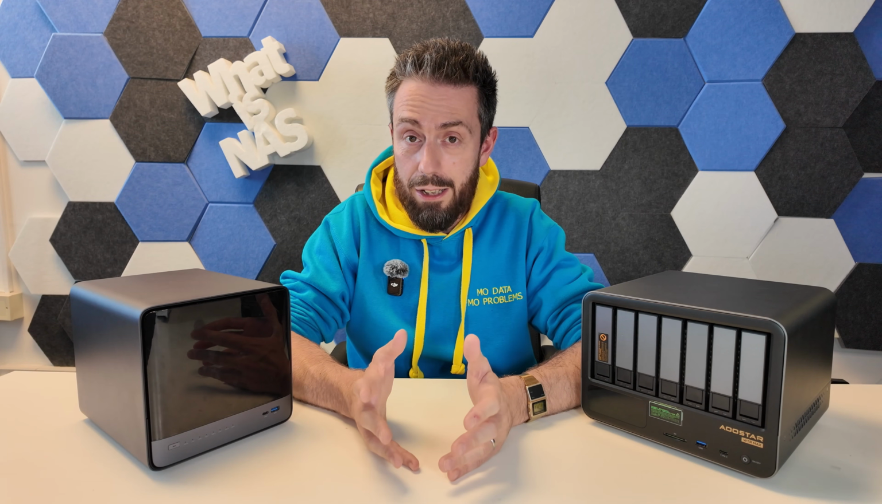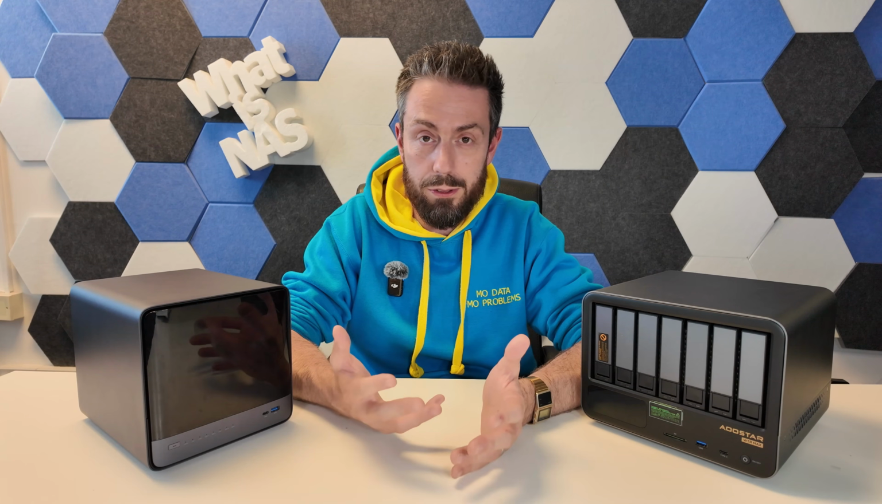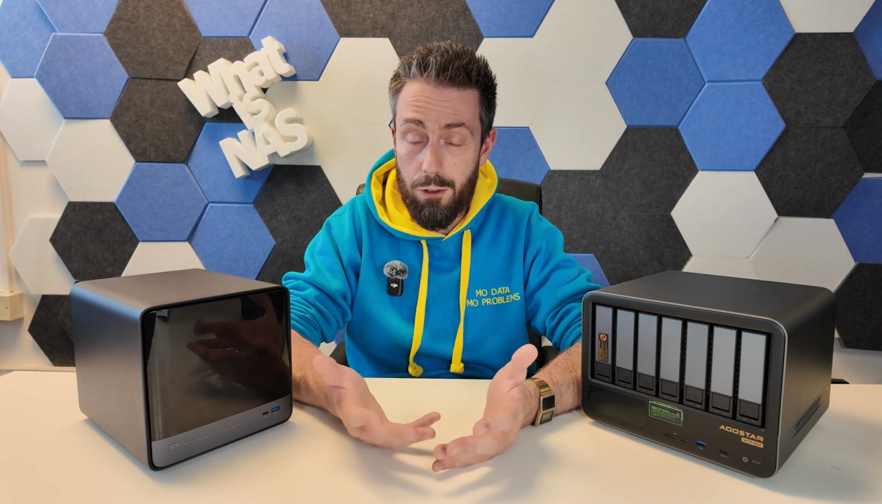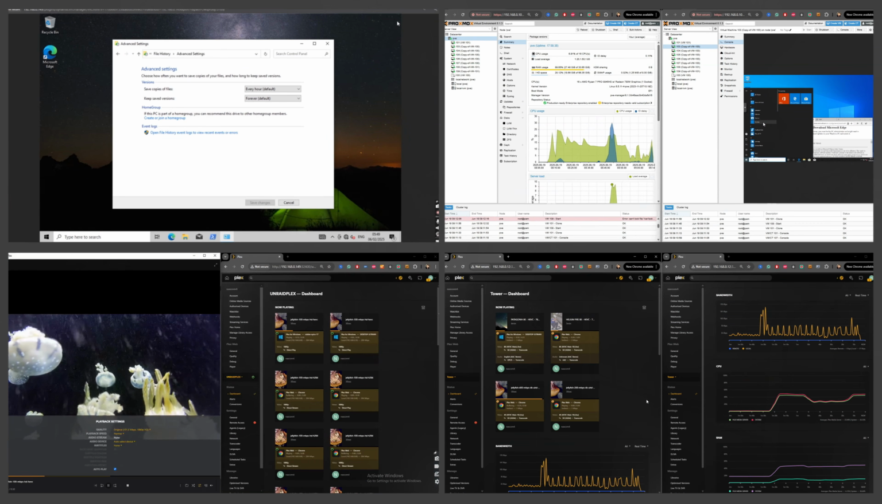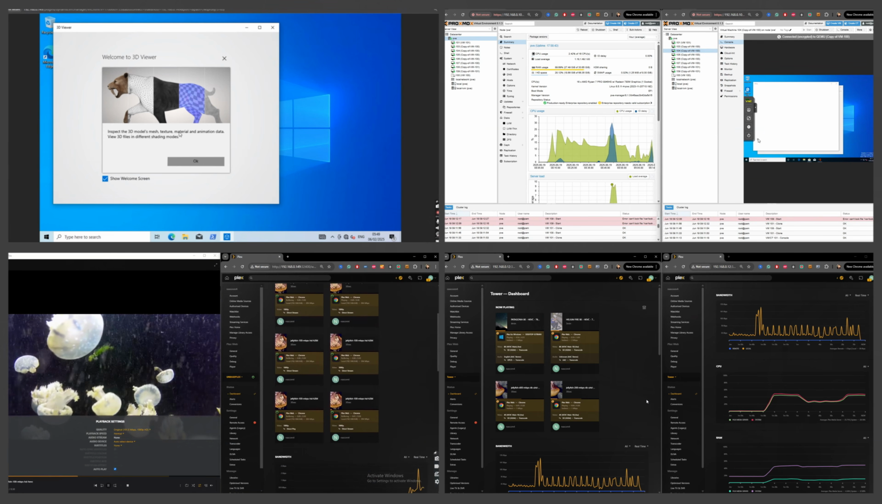Because of the similarity in their architecture, it's very hard to call either one of these systems out in terms of software and deployment. They both did incredibly well with my Proxmox testing. They both did incredibly well with my Plex Multimedia performance, although, of course, transcoding on AMD chips is a debate for another day.